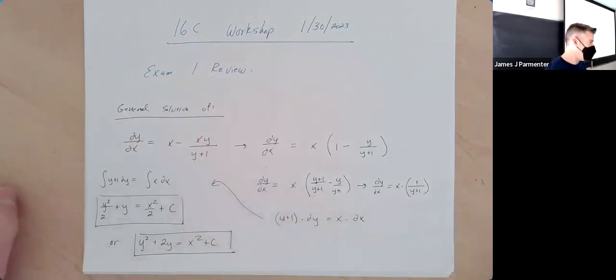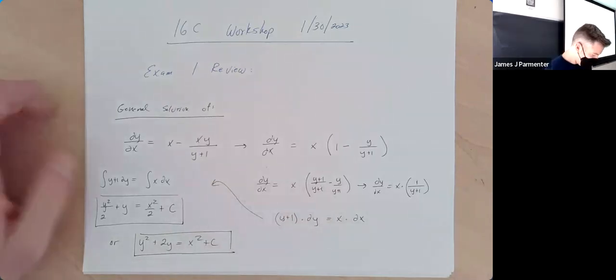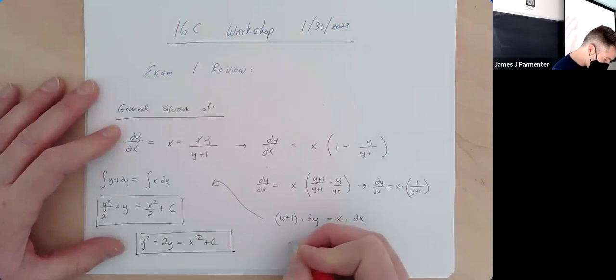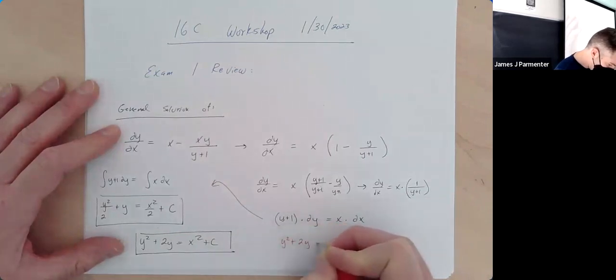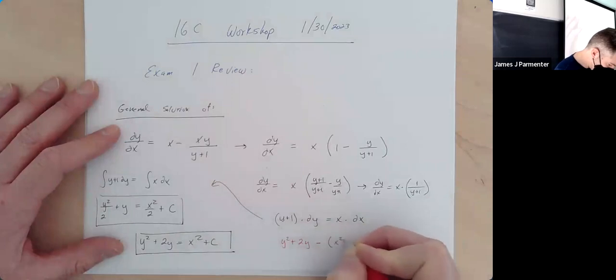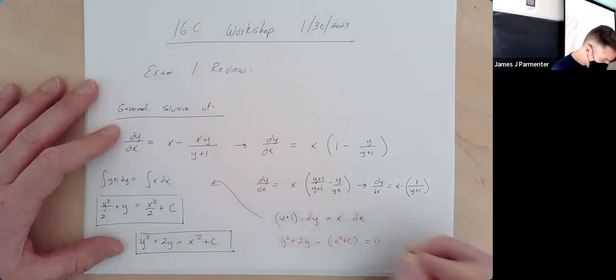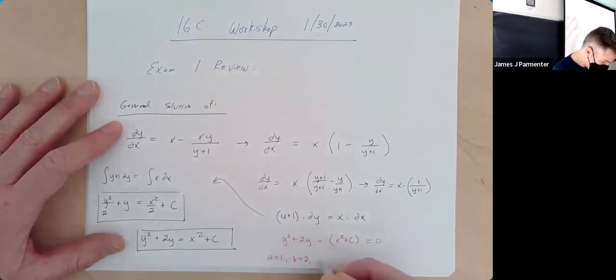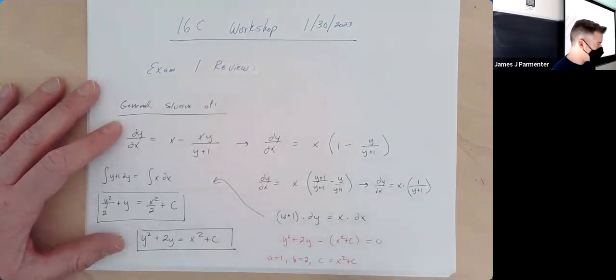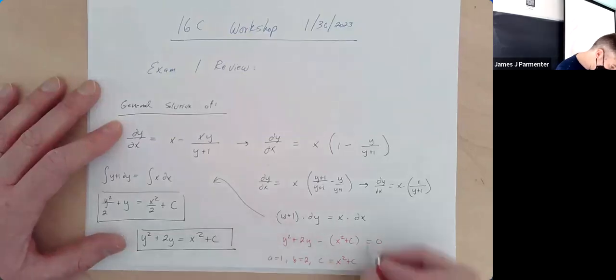I will tell you it involves using the quadratic formula. I won't do it, but the way you would solve for y here is you would write this as y squared plus 2y minus x squared plus c equal to 0. And then you do the quadratic formula and pretend like your a was 1, your b was 2, and your c was x squared plus c. Different c's there. I should use a different letter. Let's call that a k.